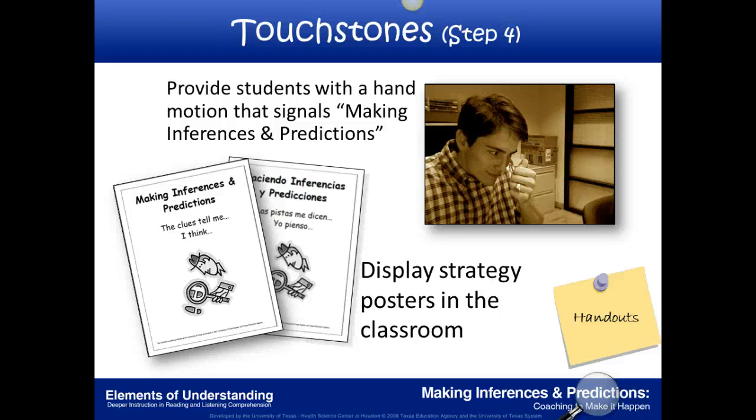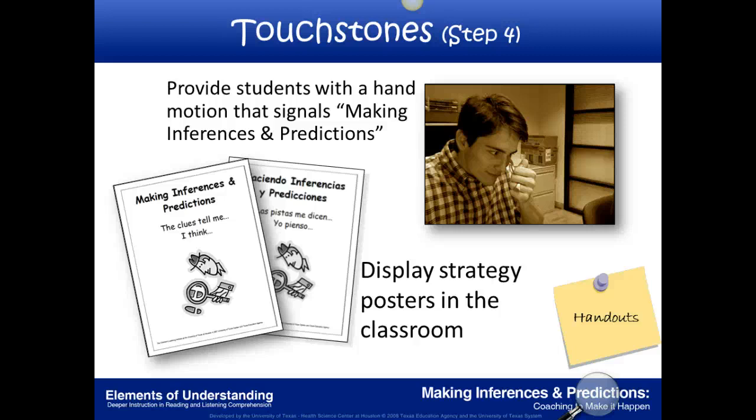In step 4 of the cognitive strategy routine, we provide our students with touchstones to help them to remember and use the strategy. These touchstones address many modalities so that our students have a variety of tools to support their learning styles. When a new strategy is introduced, we want to provide a kinesthetic movement or hand motion that helps our students remember the strategy.